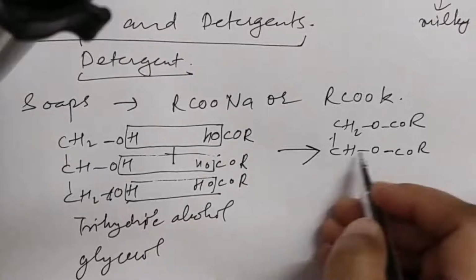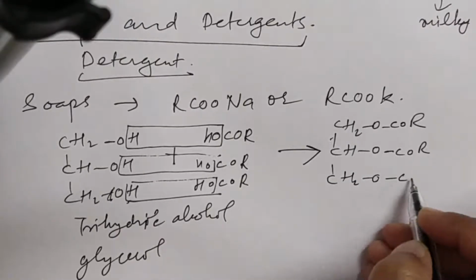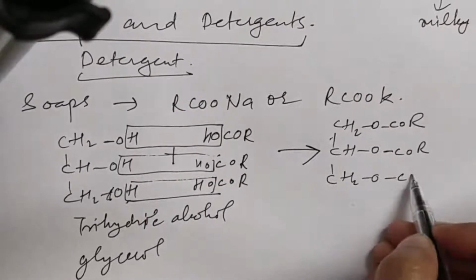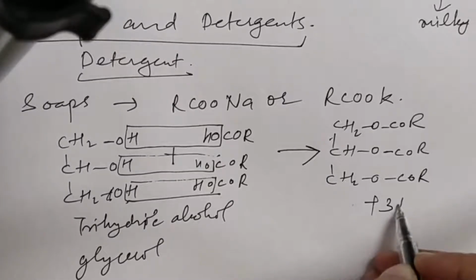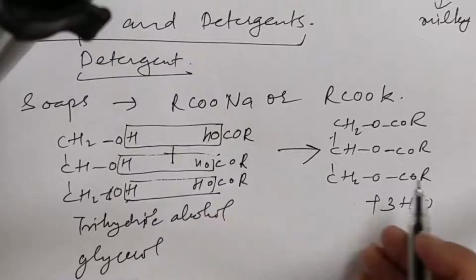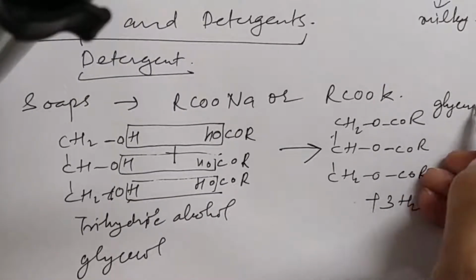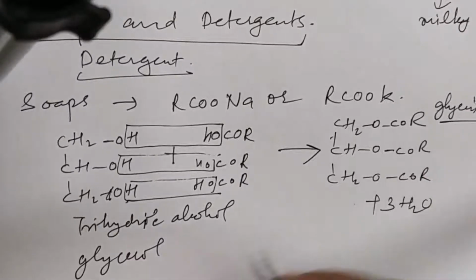Okay, are you getting how we are making it? We have just removed the water molecules. 3 moles of water molecules have been removed and the rest of the groups have been joined. Join this oxygen with carbon, and this is the formation of glyceride. This is the formation of glyceride or triglyceride from glycerol.